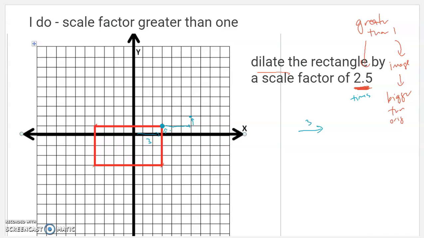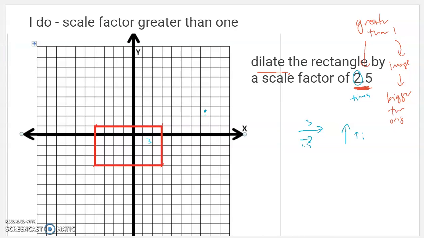So over 3 half a time is over 1.5. So I'm going to go over 1.5. And then up 1 half a time is just up a half. So I'm going to go up a half. So I'm going to end up right there. So I went over 3 up 1, over 3 up 1 twice, then over half of that, so over 1.5, and up a half. Half of 3 and half of 1. And I'm going to end up right there, and then I'm going to erase all my work to get there so that I don't end up with a big sloppy mess. So my new point for this one is right there.